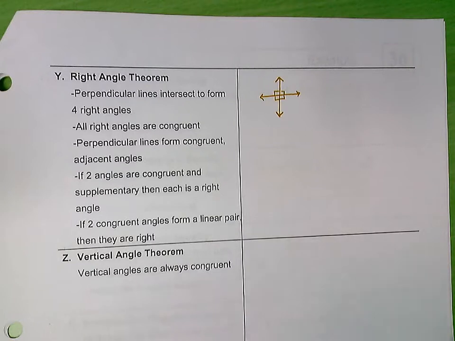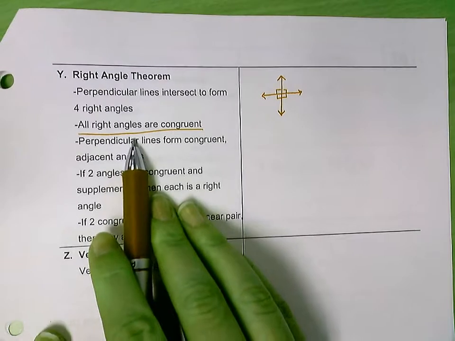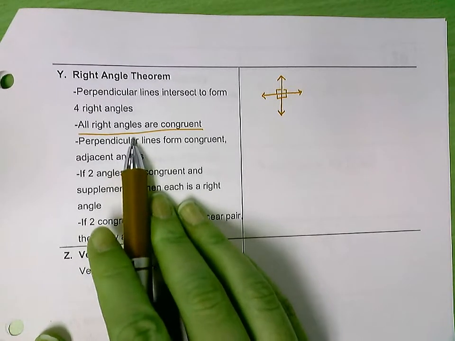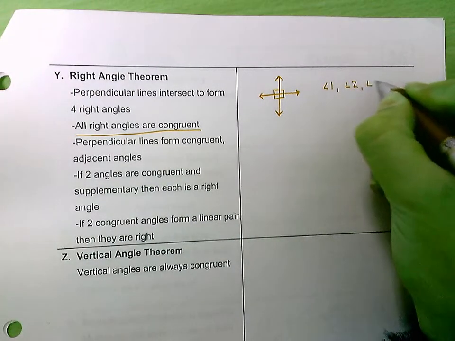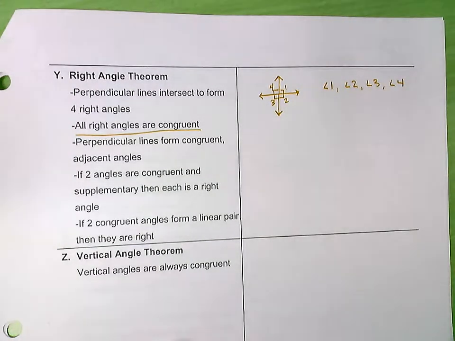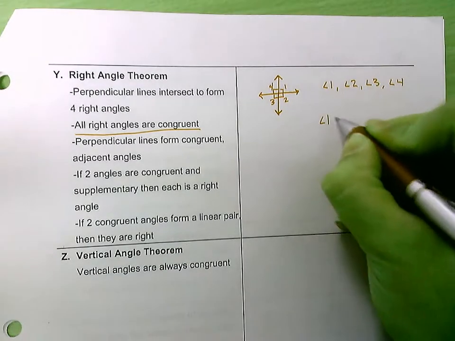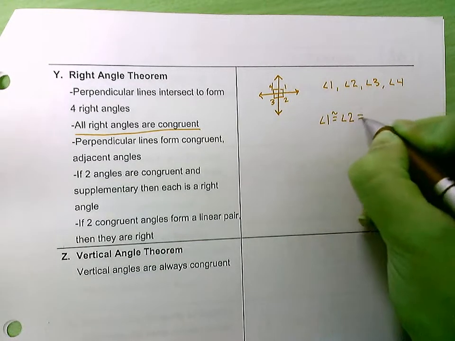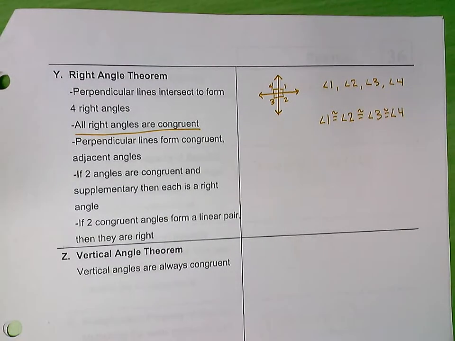Now, this is the part that you're going to use most often. All right angles are congruent to each other since they all equal 90. So if you have angle 1, angle 2, angle 3, and angle 4, if all of those are right angles, they're all congruent to each other. So you can say angle 1 is congruent to angle 2, congruent to angle 3, congruent to angle 4, since they're all right. So all right angles are congruent to each other.